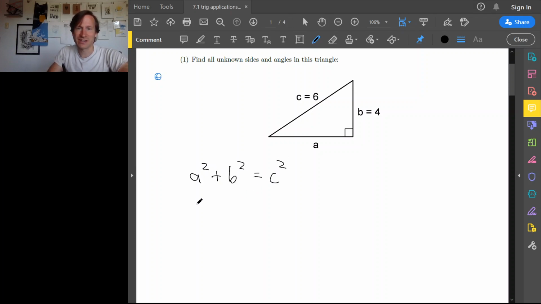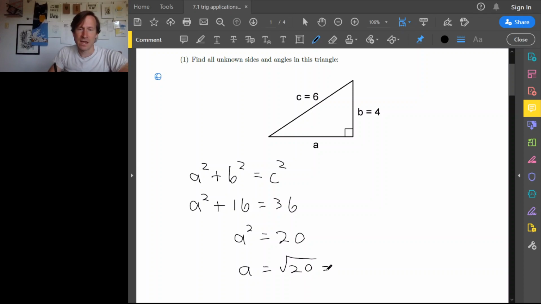So this is going to give us a squared plus b squared, b is 4 so b squared is 16, equals 6 squared, that's 36. So moving the 16 over, we get a squared is 20, and so a is the square root of that, so square root of 20. And I think if you simplify that square root, you're going to get 2 root 5. Okay, so 2 root 5.